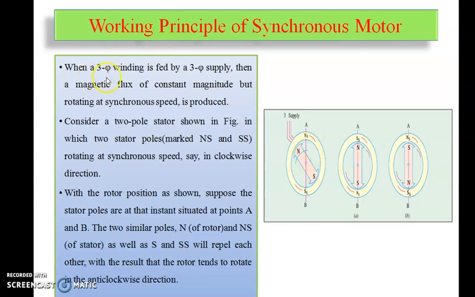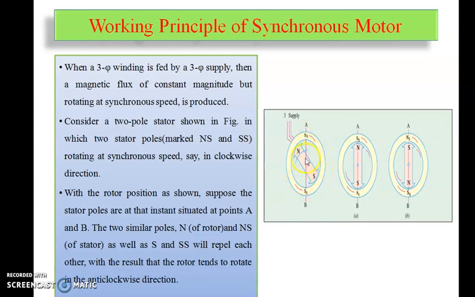Now when a three-phase winding is fed by a three-phase supply, a magnetic flux of constant magnitude but rotating at synchronous speed is produced. Because as we know this is an AC supply, when we apply a three-phase supply the current will flow through the stator side, and hence a rotating magnetic field is produced in the stator side.